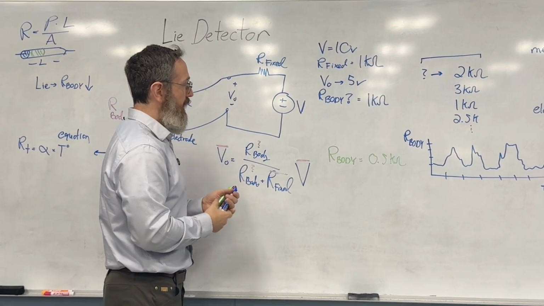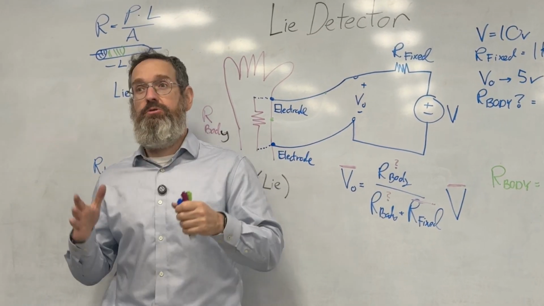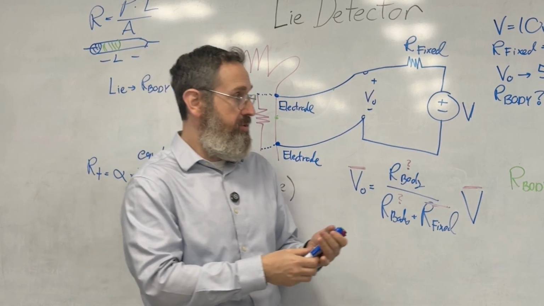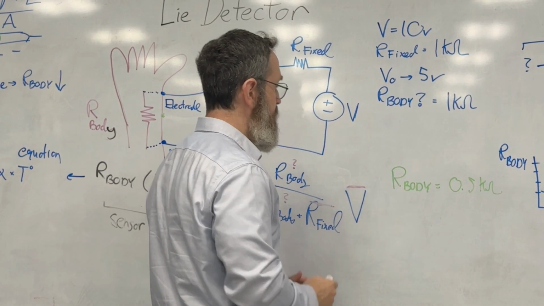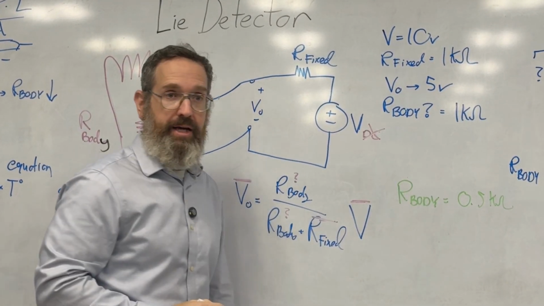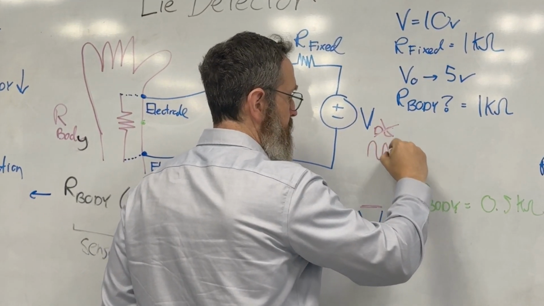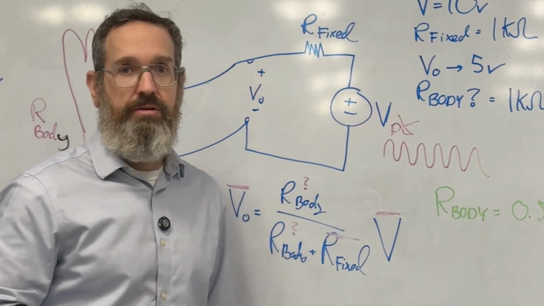The way you do that, and again, this is not about lie detectors, to be clear, this is a general trick in biomedical engineering, in general in sensing, is that instead of using a DC source, which is what I assumed before, we're going to put in a sinusoid of a known frequency.